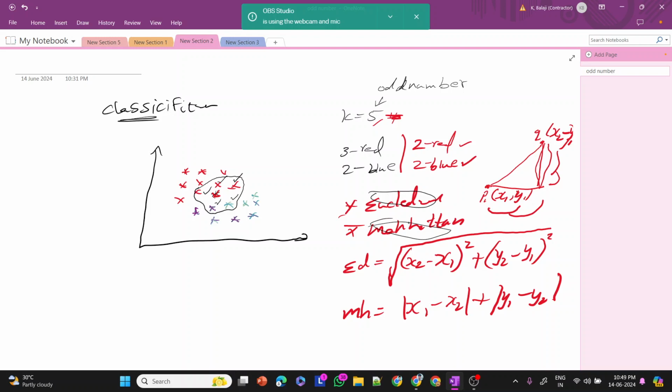So this algorithm works on instance based learning. That means it instantly calculates the distance, and depending upon the distance it will give some output. Because of that, this algorithm is based on instance based learning.